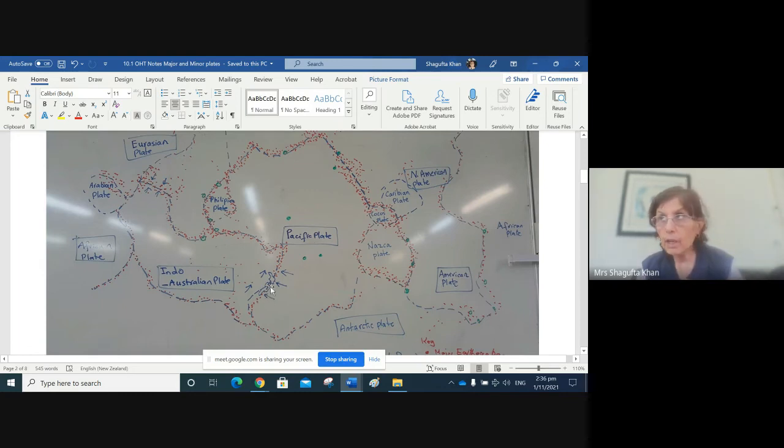So in South Island, we have high mountain ranges, and they are created, but there have been no volcanoes, and there's very little earthquake activity that has been originating from this area. So these are the two main things. I will stop sharing the screen.